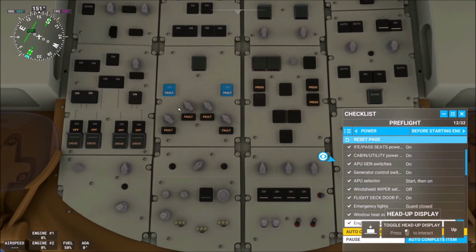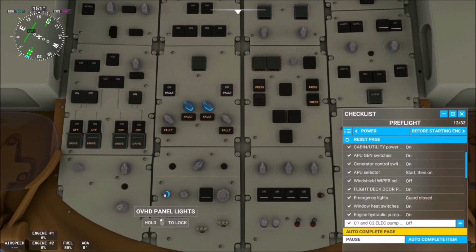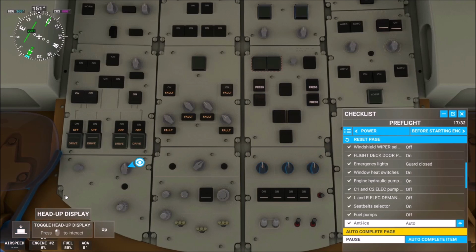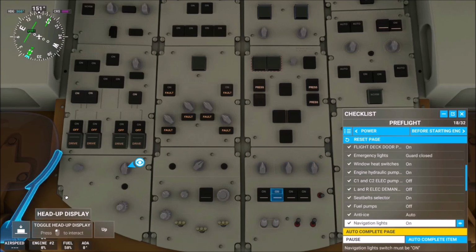C1 and C2 elect pump selectors, they are off, of course. L and R elect demand pump selectors, also set to off. Seatbelt selector, we turn this on. Fuel pumps, off. Anti-ice, of course off, we didn't start the engines. Auto, and not on. Navigation position lights, please be careful, navigation on. Logo lights, as required. I set them to on.